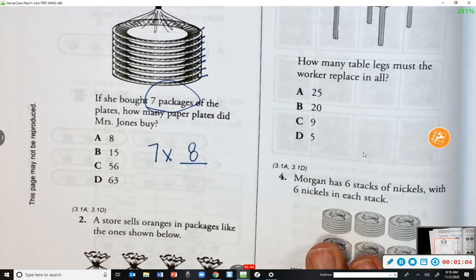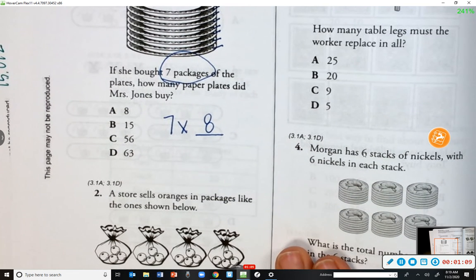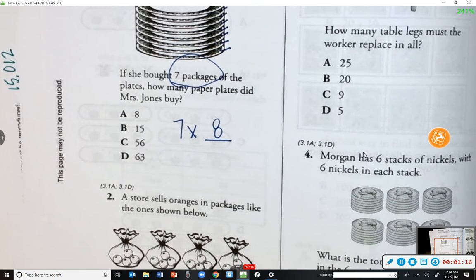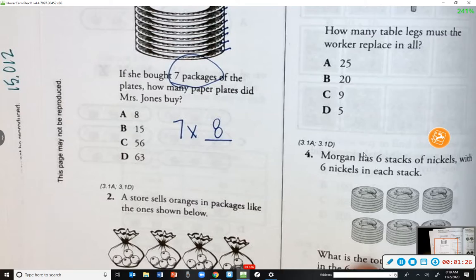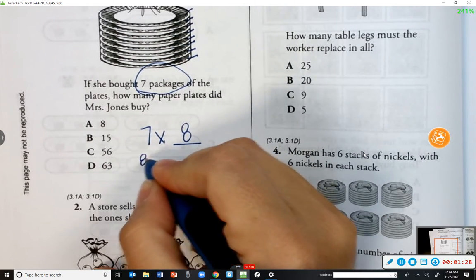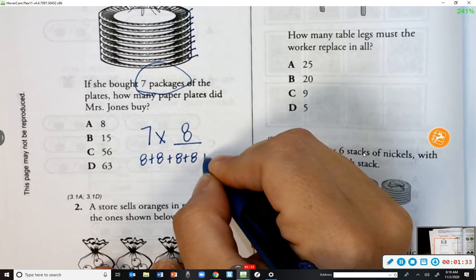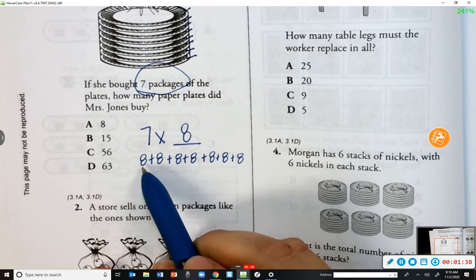So if we don't know this, what would we do to solve it? Bryson. You could draw an array. Is that what you did? No? Or what? Okay, so you added up 8, 7 times. So 8 plus 8, that's 16, and so on. What is 8 plus 8?